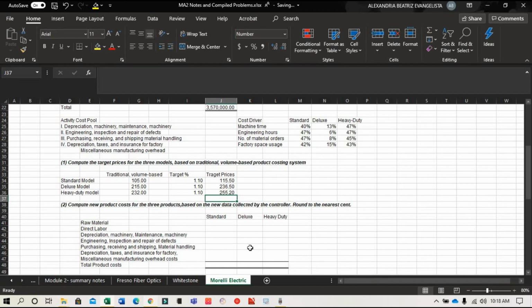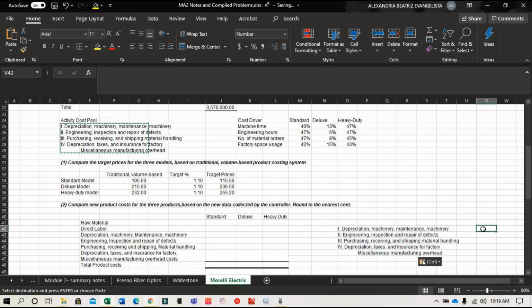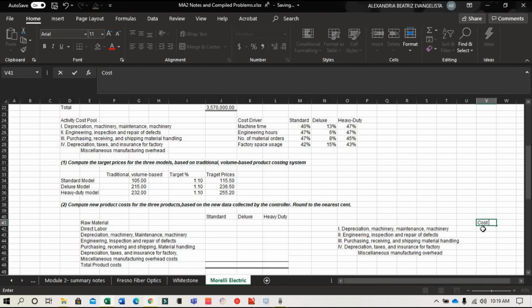So now let's go on to the second requirement. Compute the new product costs for three products based on the new data collected by the controller. Round to the nearest cent. Since we have several new activity cost pools, let me list those first. For the first one, that is the depreciation. Let me just copy this one there. So the total costs of these cost pools are as follows.